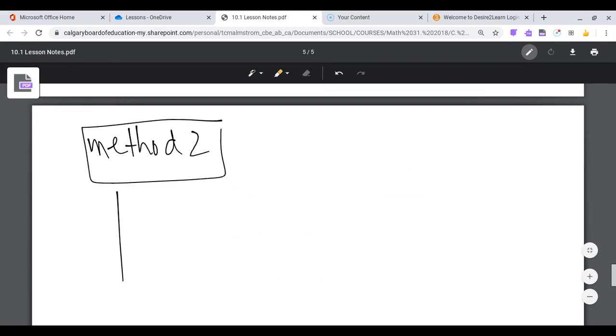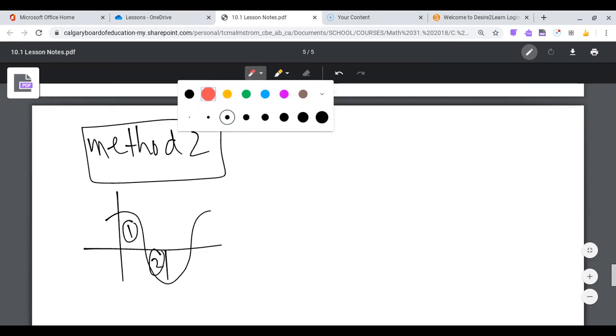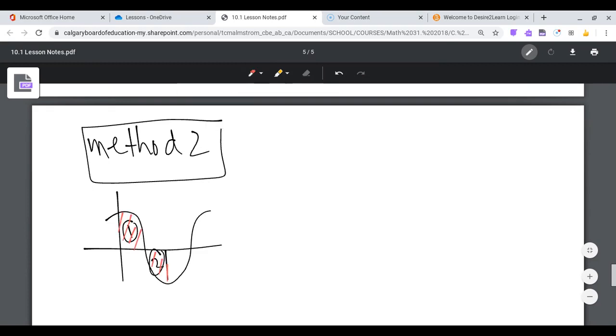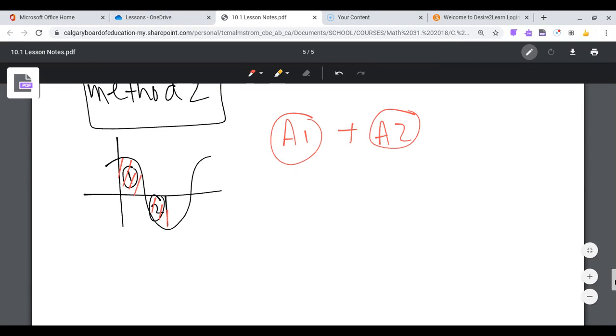So method 2 is to look at it as I have this area and I have this area that I need to calculate. So I have 2 different areas. So it's going to be like area 1 plus area 2. And then this gets into our next lesson, where we're going to then have the integral from 0 to pi on 2 as my first area of my cos graph, plus the area of the second section, goes from pi on 2 to pi.